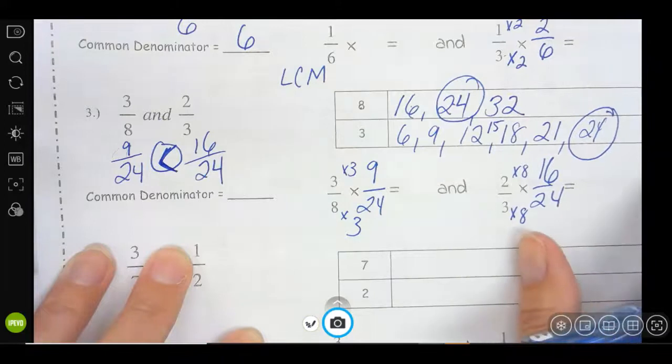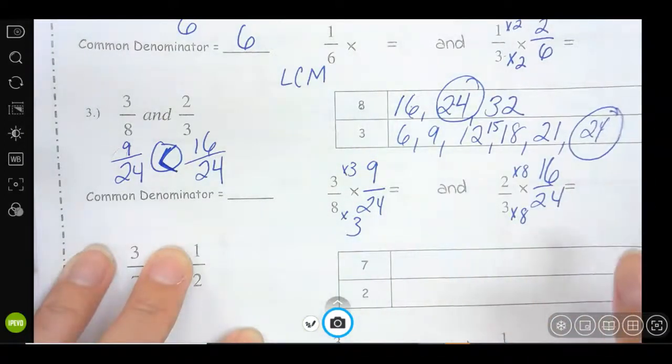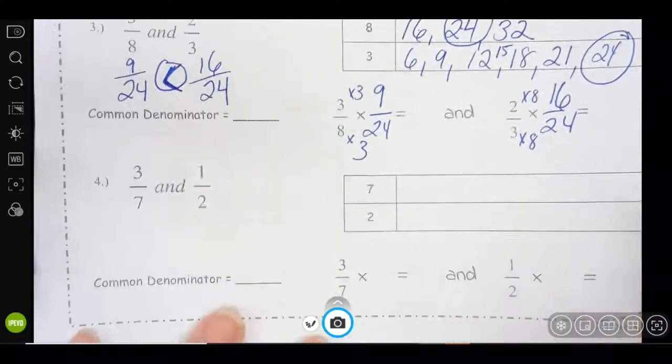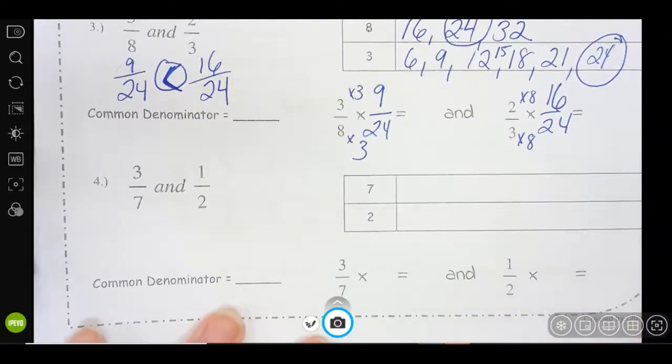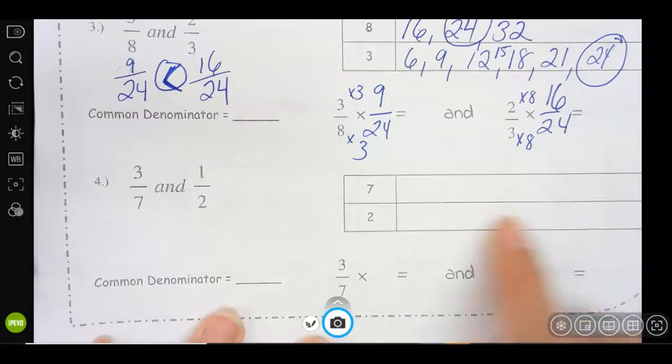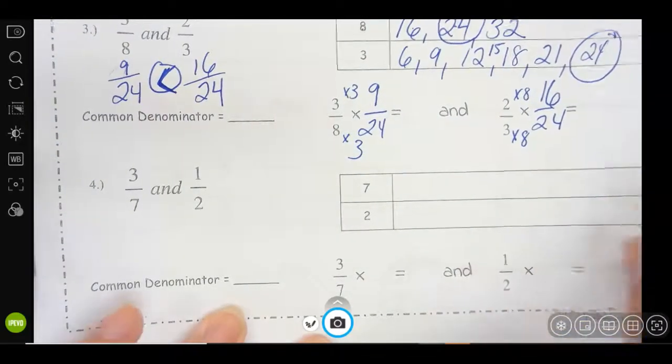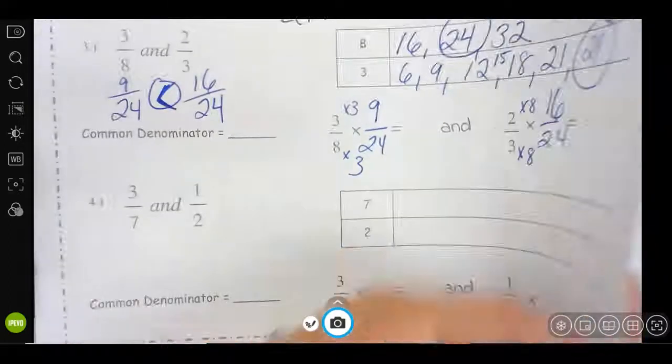Okay? Questions on this page? Bridger? On the last one, can we just use 1/2 as a benchmark, or do we still have to? I want you to, because I want you to be able to show me common denominator, okay? But I like how you used the benchmark strategy too.